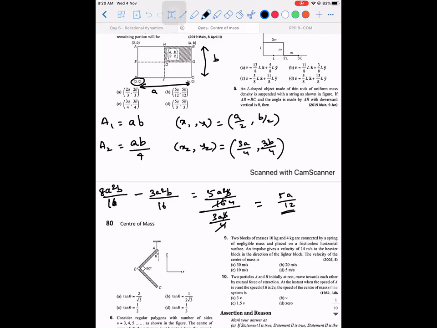So the x coordinate of center of mass is 5a by 12. Similarly, if you calculate the y coordinate also, you will get 5b by 12, because you have similar kinds of points. Guys, am I clear? Yes, sir.